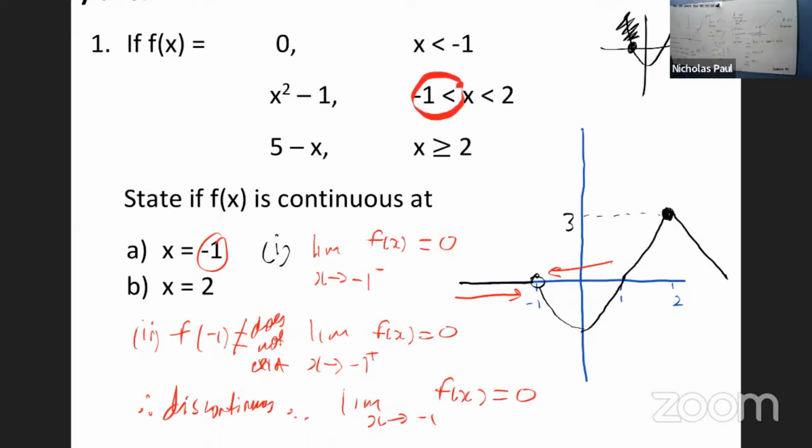Without the graph, can you identify that it doesn't exist at minus 1? You're seeing that? Minus 1 is not defined there. So we don't need the graph all the time. Some methods you have to have the graph, some you don't.